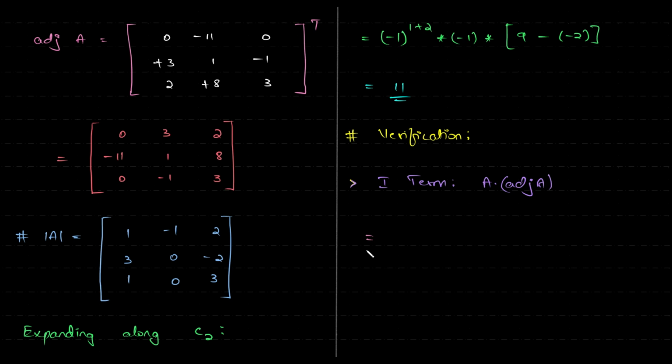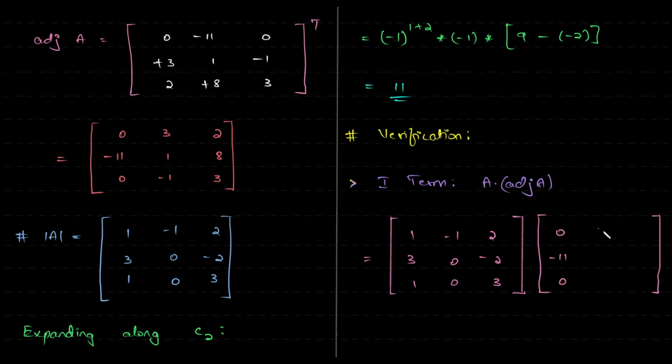And so this would be, again, it's matrix multiplication actually. And we have the numbers 1, 3, and 1, minus 1, 0, 0, 2, minus 2, and 3. And then we have at this end, 0, minus 11, and 0, 3, 1, minus 1. If you've done all the calculation right, you know what we'll get.